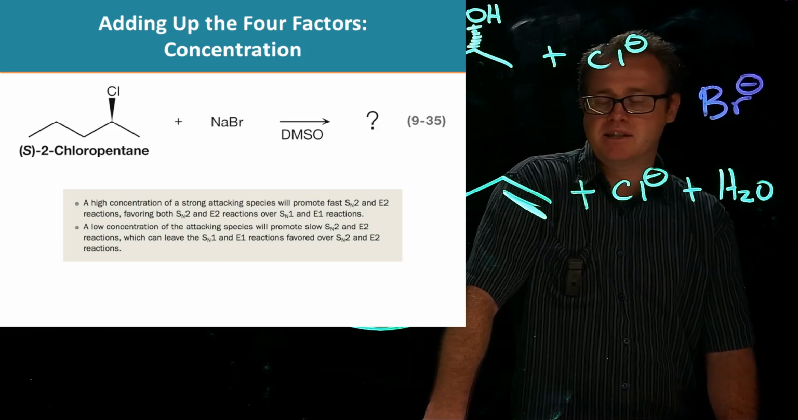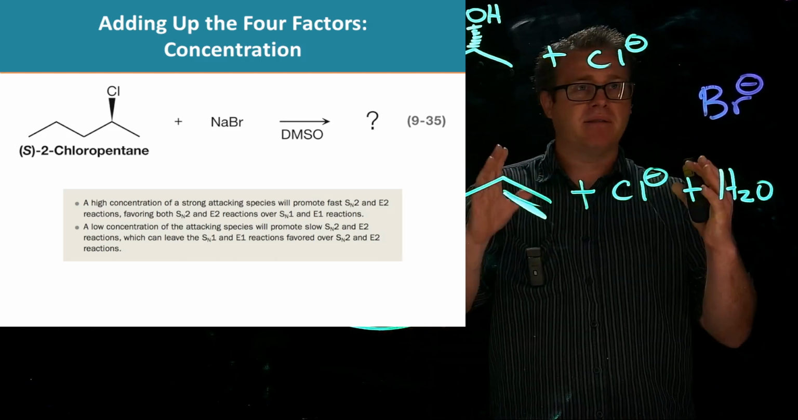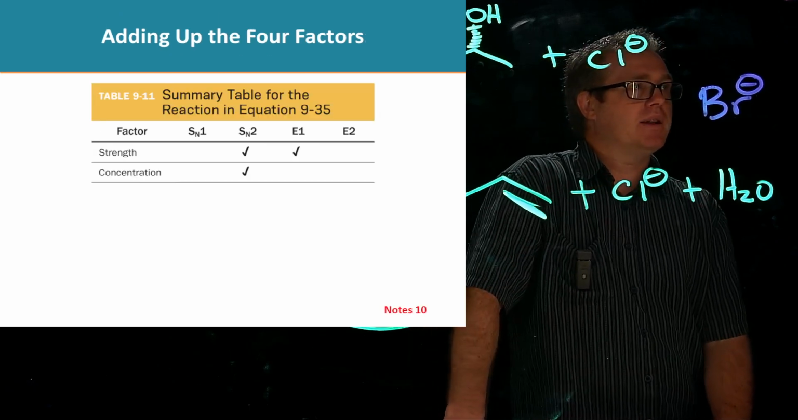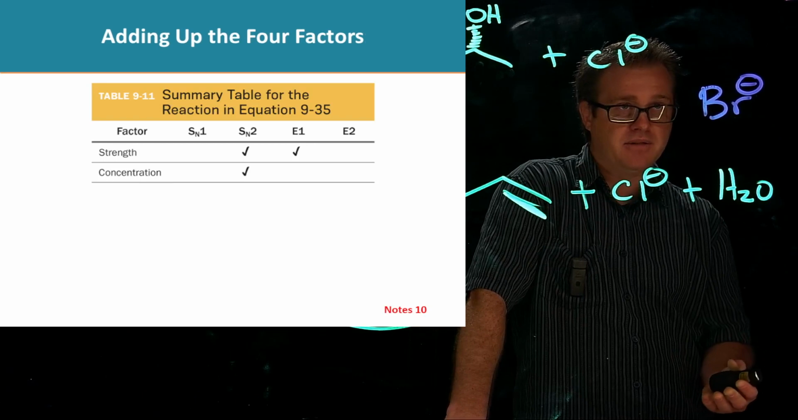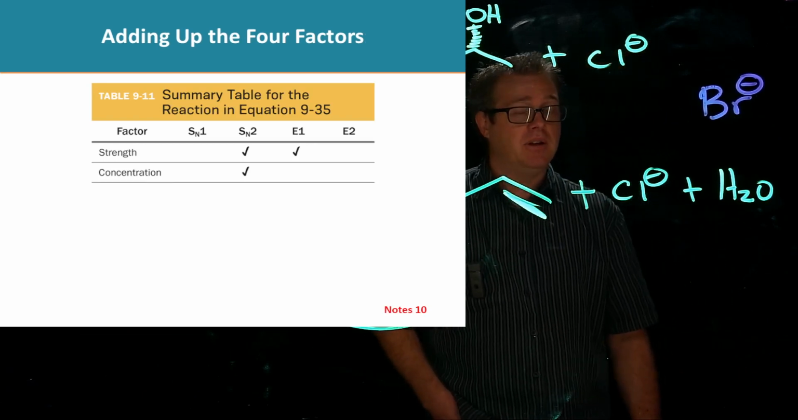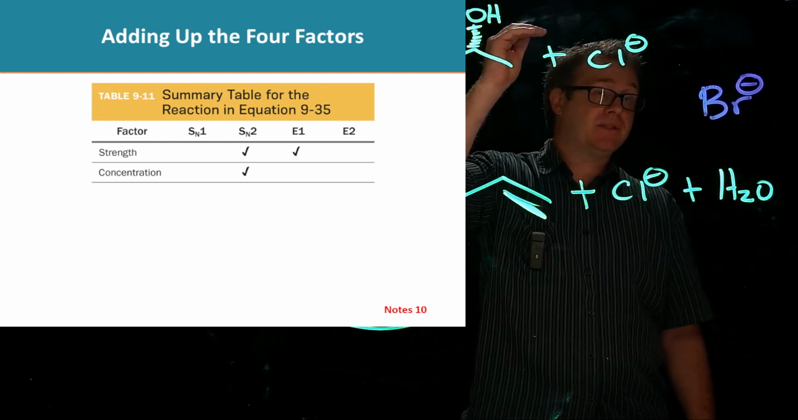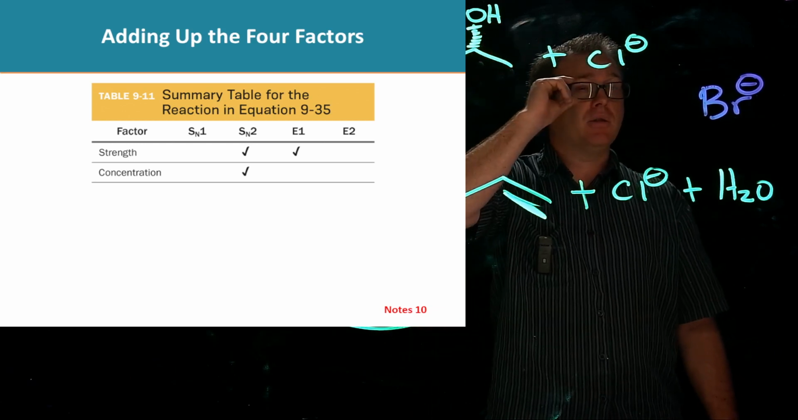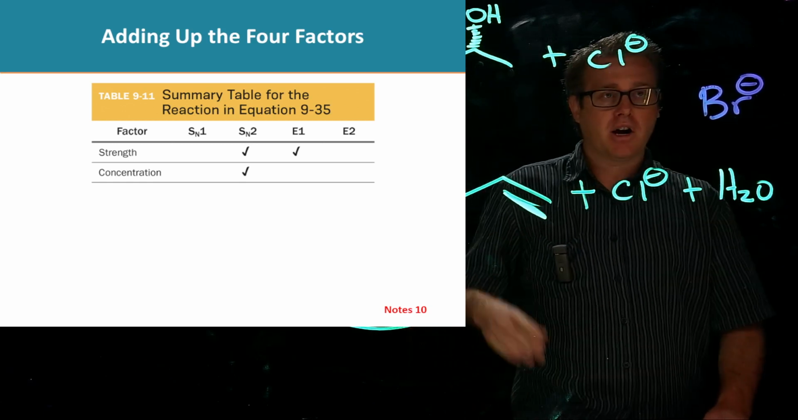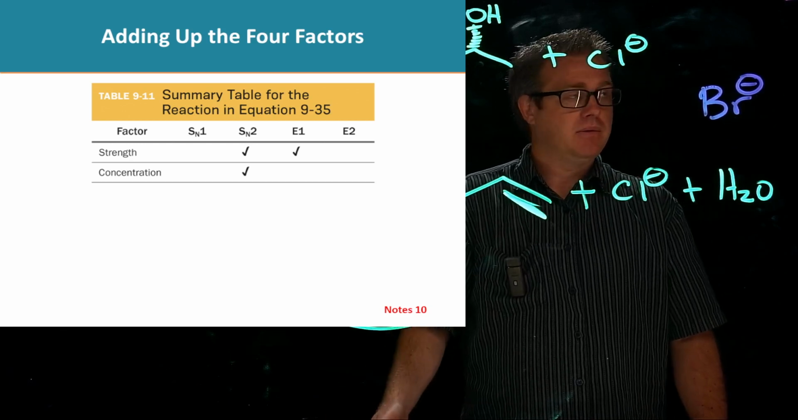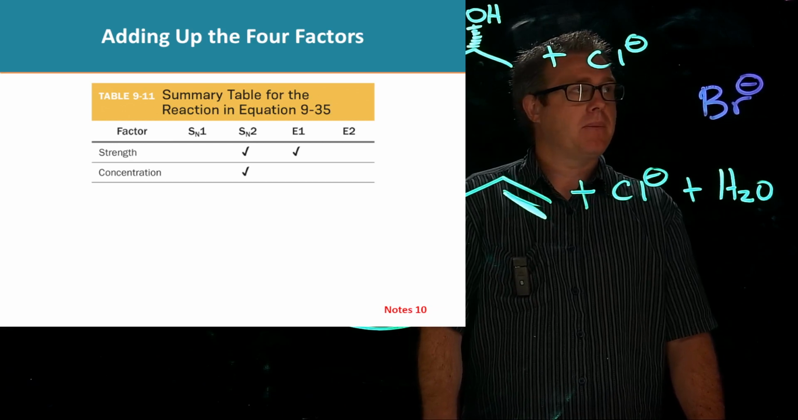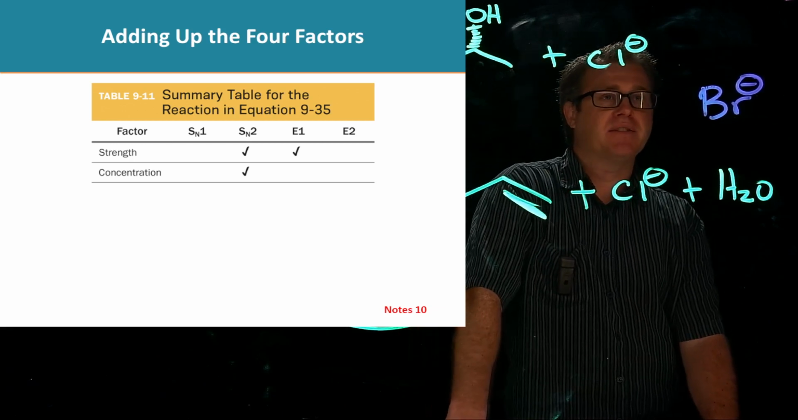So we go to the next idea here, concentration. You can see that the sodium bromide doesn't have parentheses that say it's dilute. So we know it's concentrated. So what does a concentrated species favor? SN2. It also favors E2, but because of the previous factor, the strength, it told us that E2 wasn't an option. So we're not going to put E2 for concentration. We're just going to leave it as SN2. So the concentration is high, which favors SN2.